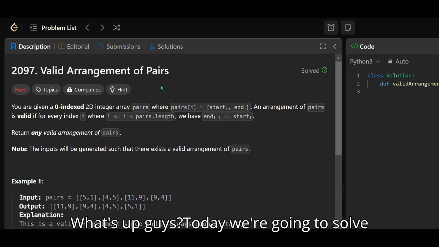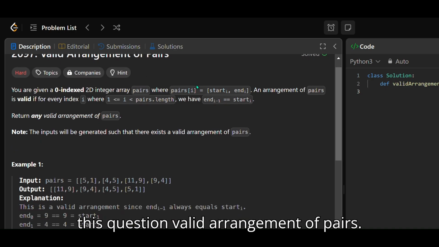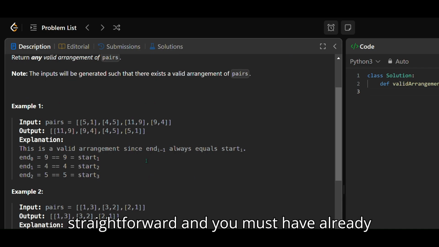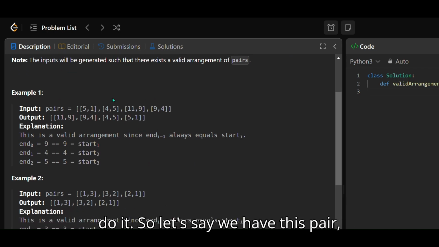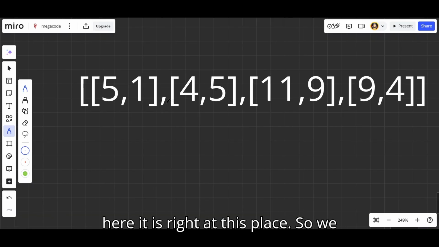What's up, guys? Today we're going to solve this question, valid arrangement of pairs. The question is pretty much straightforward, and you must have already guessed how to do it. So let's say we have this pair.